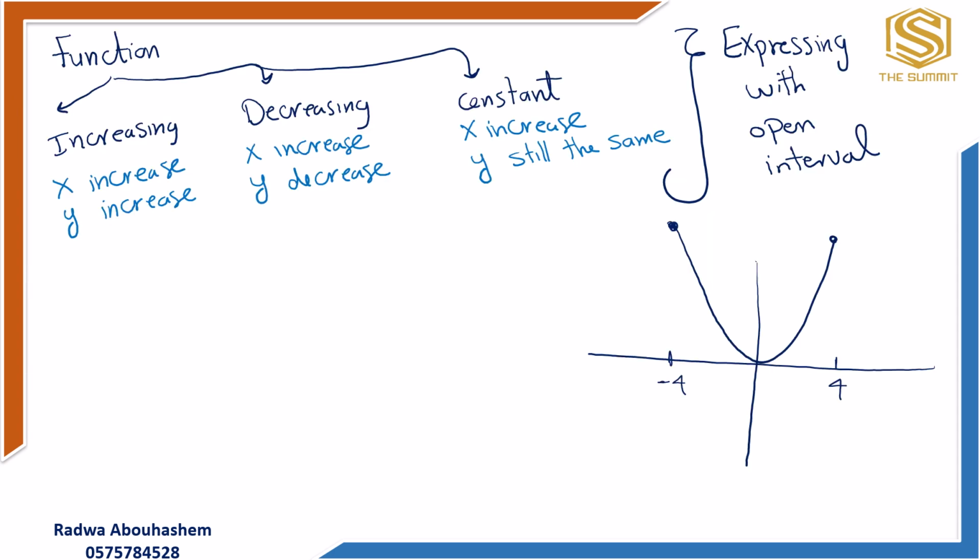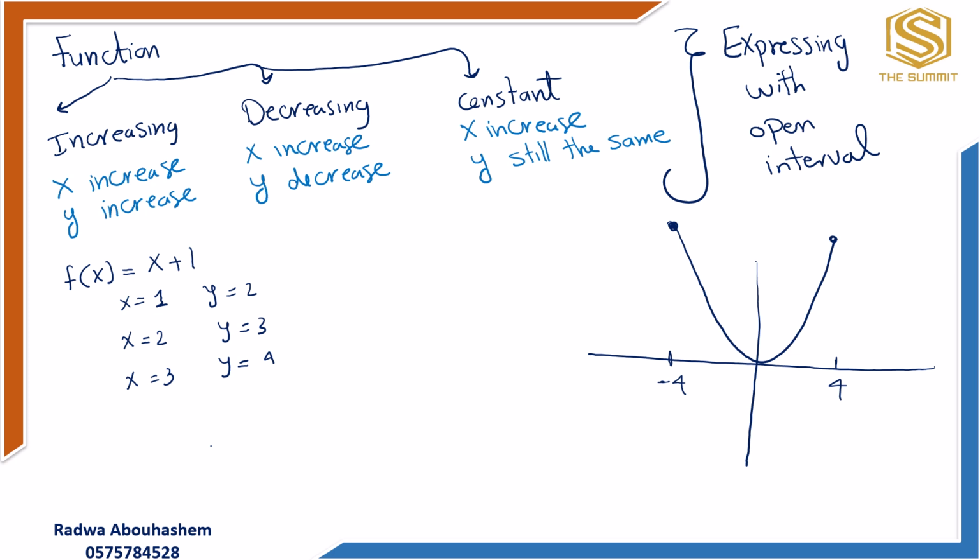Now we're going to discuss how the function is increasing, decreasing, or constant. Okay, it's increasing if you increase the x and the y value also increases. For example, if I put f(x) = x + 1, let's see: if I put x as 1, y is 2. If I put x as 2, y is 3. If I put x as 3, y is 4. So as the x increases, y increases.